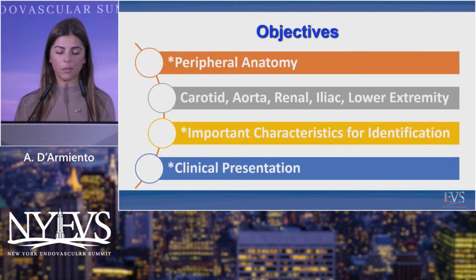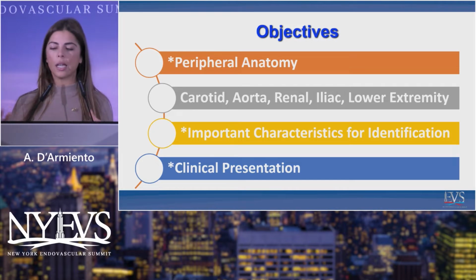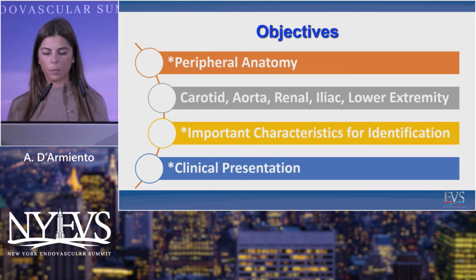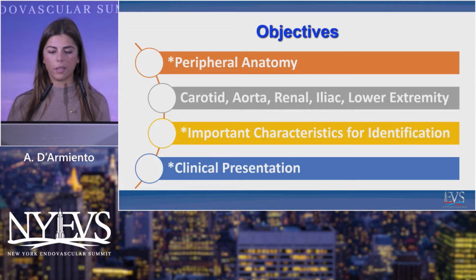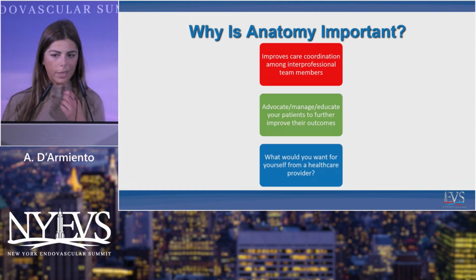All right, so objectives for today, obviously we're going to talk about peripheral anatomy, we're going to talk about carotid, aorta, a little bit of renal and iliac, and then the lower extremities, important characteristics for identification, and then clinical presentation. So important question, why is anatomy important?